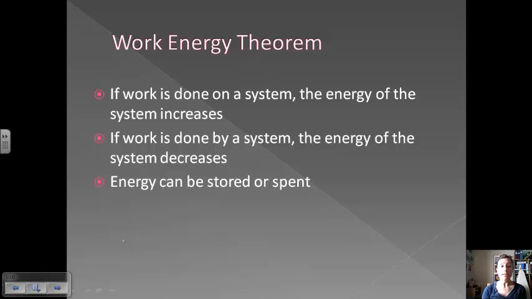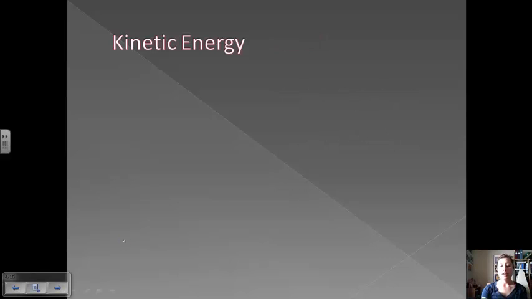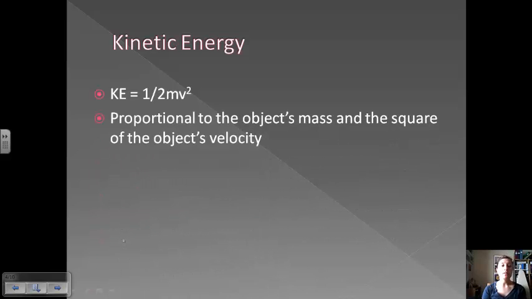Alright, so our first type of energy we're going to discuss is kinetic energy. We've already talked about the relationship between work and kinetic energy. So kinetic energy is equal to 1/2 times the mass times the velocity squared. So it is proportional to the object's mass and the square of the object's velocity.